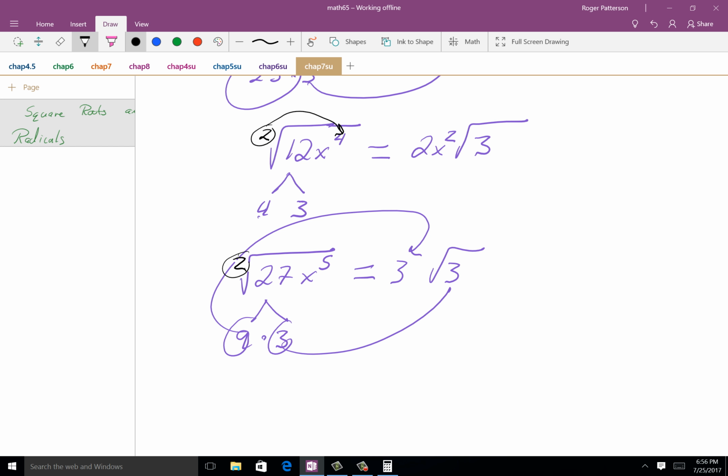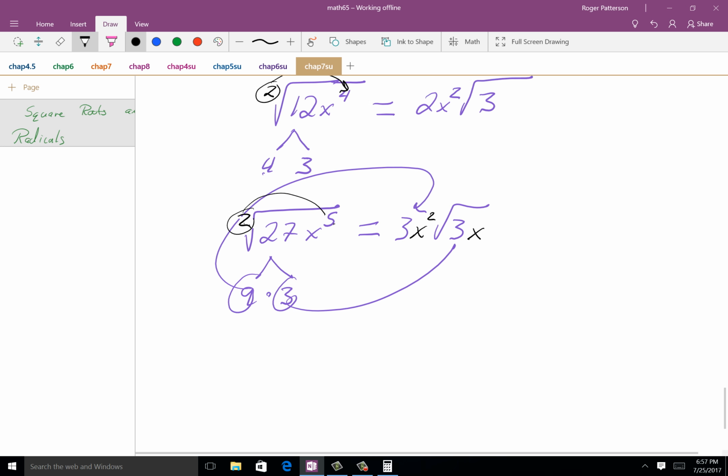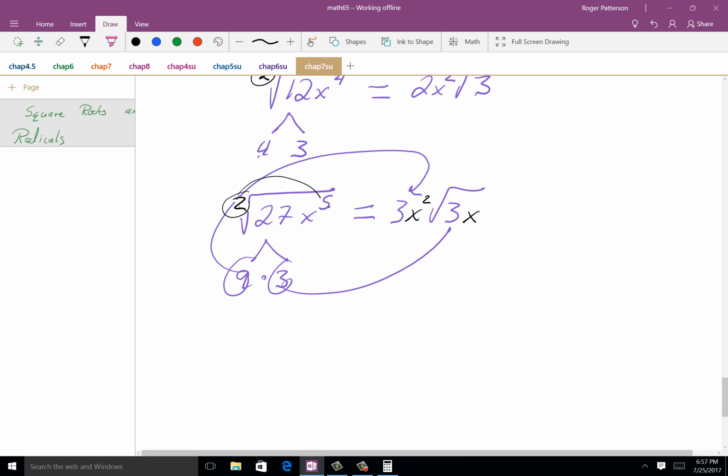2 goes into 5 how many times? Twice, with how much left over? 1. So we're going to put an x squared out in front and an x inside. 2 goes into 5 twice, with 1 left over. So you kind of have to do the little division in your head. That's the easiest way to do them. A little bit tricky, but that's how that works.